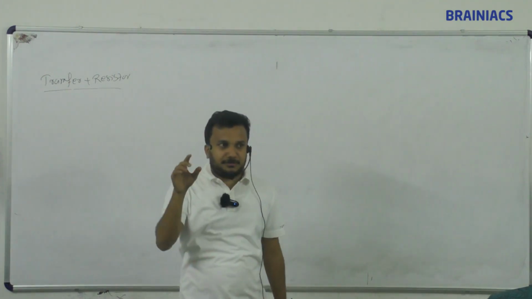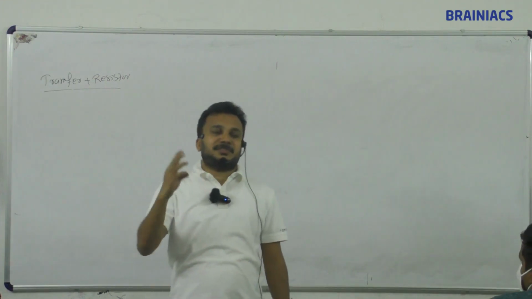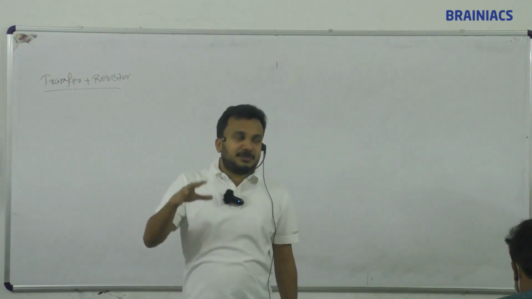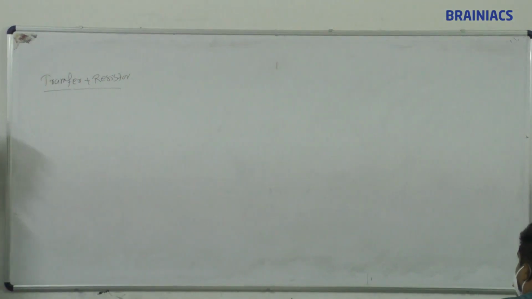Now you got the meaning of what is called BJT, bipolar junction transistor. Two junction transfer of resistance are happening. This is how the transistor name came. Okay, go to the next topic.